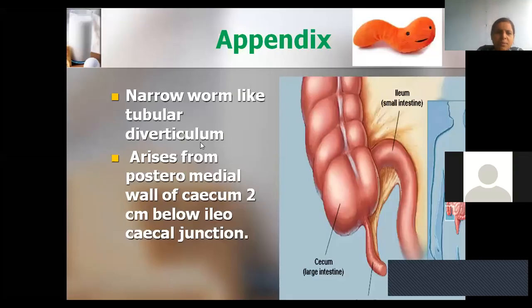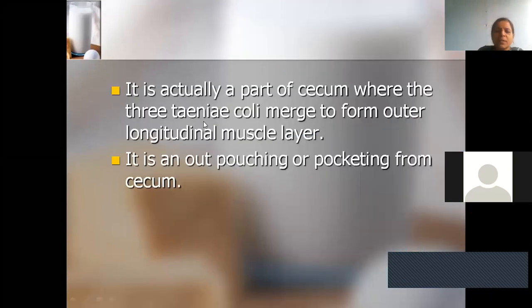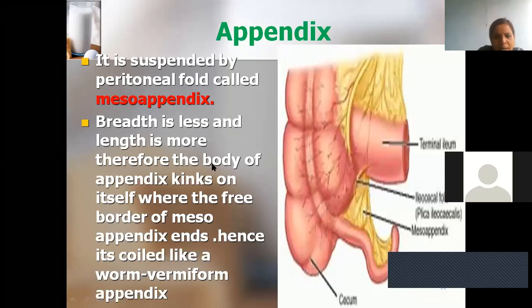Now see, in the cecum, you find a part where the three tinea meet, this is not the appendix. Like any other part of our body, we have a peritoneal covering, no? So the peritoneal covering of the appendix is called the mesoappendix. For the ovary, we use the word mesovarium. For the transverse colon, I said mesocolon. Isn't it like that? The meso word is usually used to represent a peritoneal fold. Now the appendix, you see, breadth is less and length is more. So that's why it is kinking, that means it is folding on itself and it looks like an earthworm.